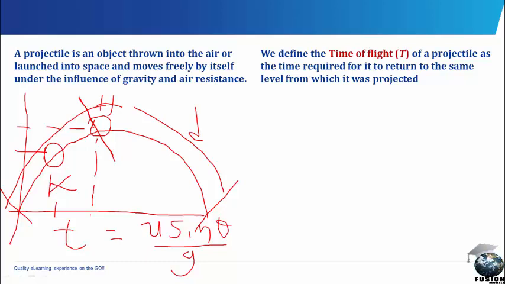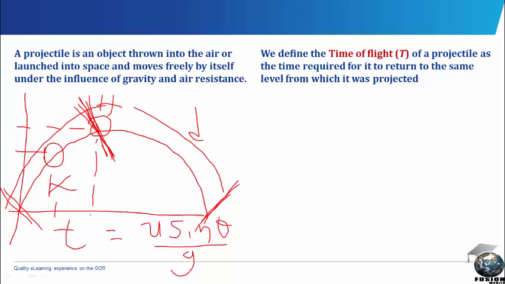But you will bear me witness that the time of ascent is the same as the time of descent. If it takes 1 to move from this point to this point, it will also take 1 to move from this point to this point. That means 1 plus 1 will be equal to what? 2. So from there we now define the time of flight.